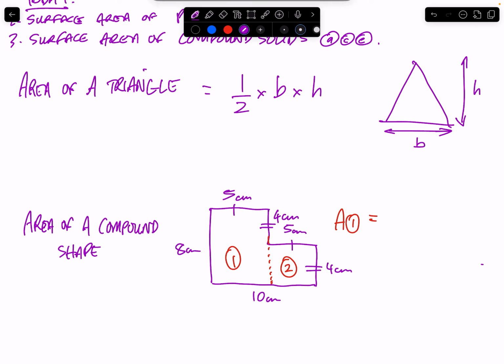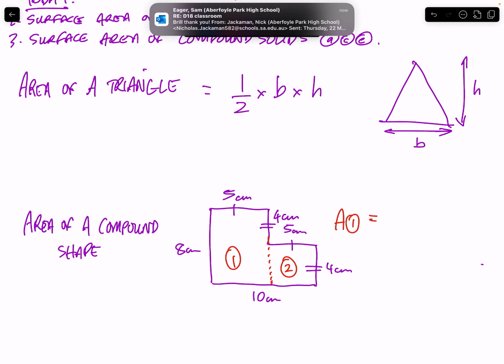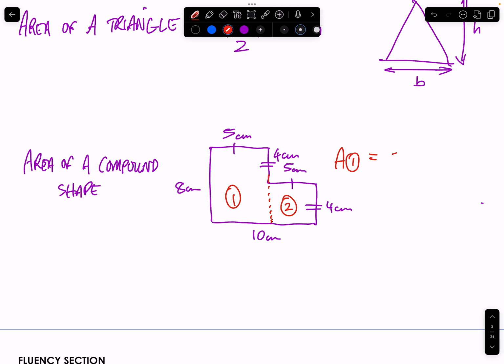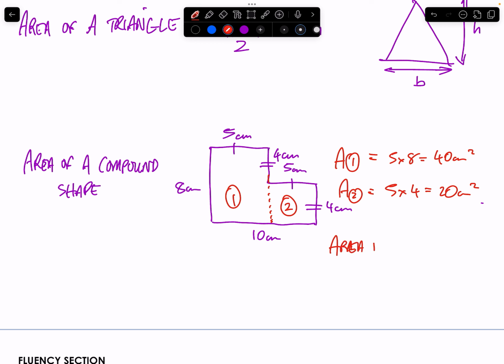So the area of the first rectangle, area 1, is going to be 5 times 8, which is going to be 40 square centimeters. And the area of 2 is going to be, well, it's 5 times 4, which is going to be 20 square centimeters. So the area total is going to be 40 plus 20, 60 square centimeters.